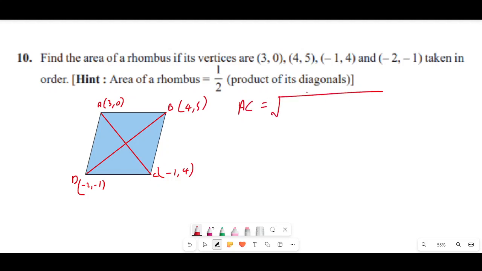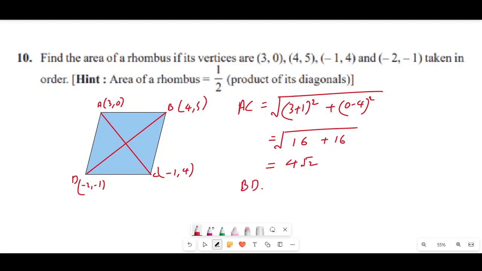This will be 3 minus minus 1, that means 3 plus 1 square, plus 0 minus 4 square. This will be 3 plus 1, that means 4, 4 squared is 16, and it will be 16 plus 16, that means 4 root 2. Clear?